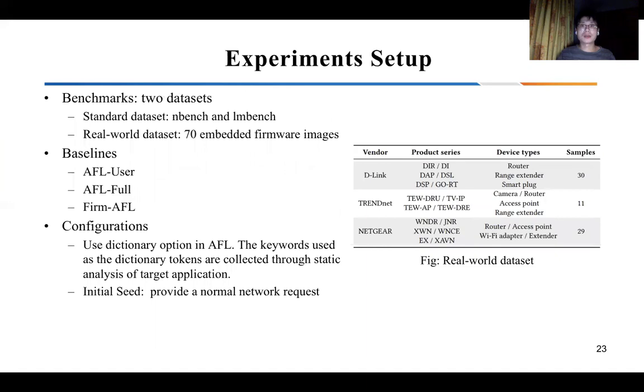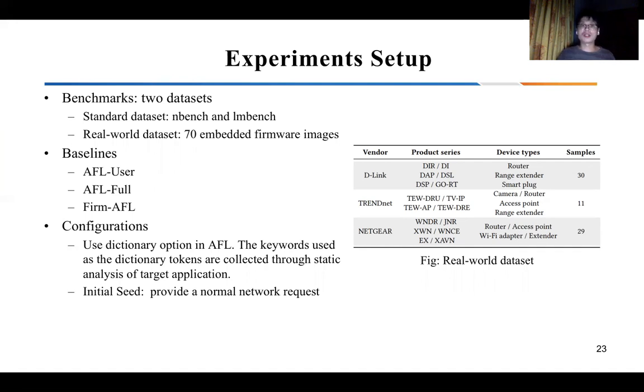In the experiment setup, we use 2 data sets. The first is the standard data set, which consists of the N-bench and the M-bench, which is used for the CPU and the system call performance evaluation. And we also use the real-world data set, which consists of 70 embedded firmware images, which come from the 3 famous embedded device vendors. That is D-Link, TrendNet, and Netgear.